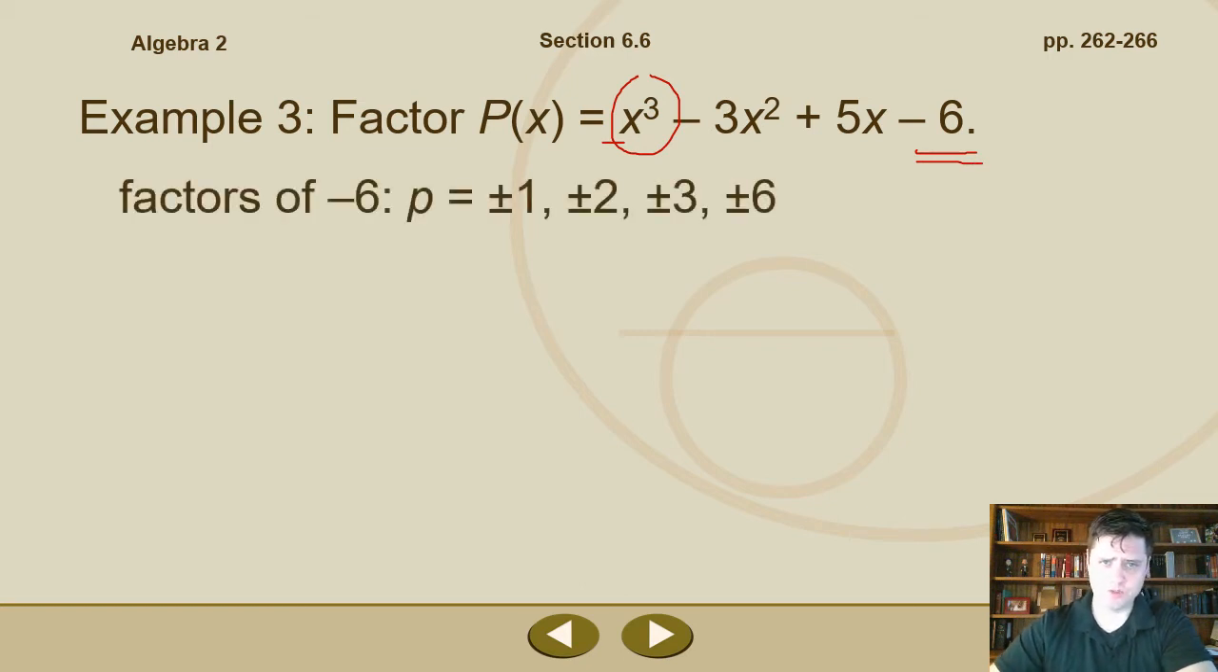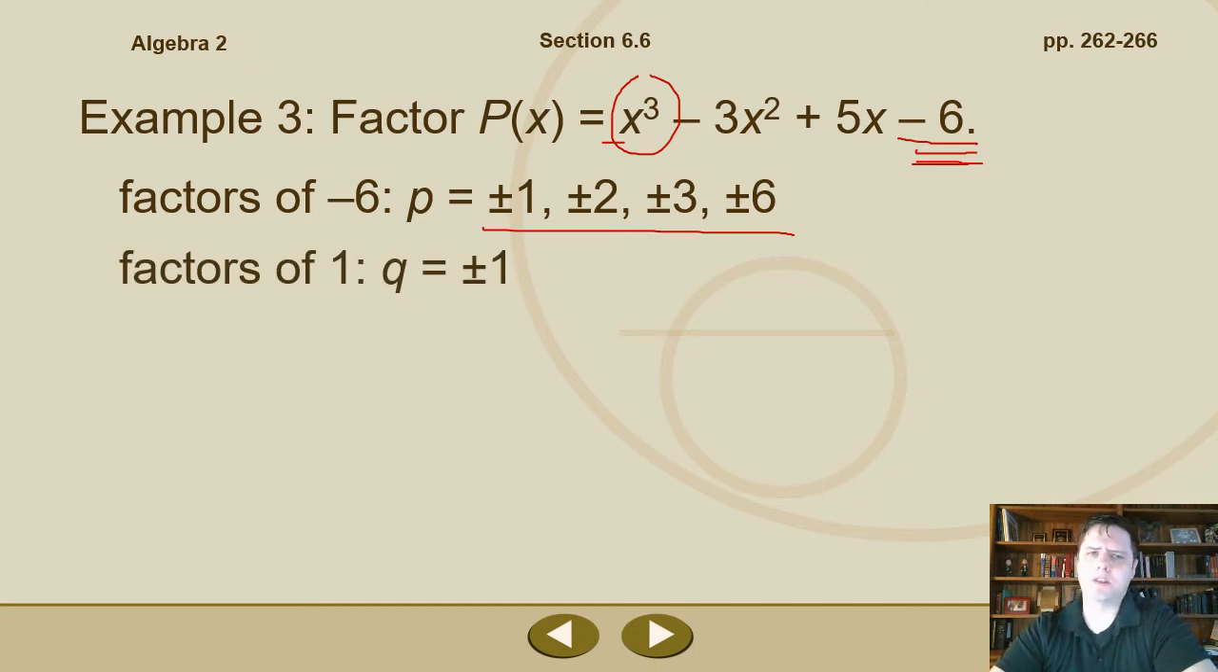So for the factors of 6, we have to ask what values of numbers can give me a negative 6. Well, it could be positive 1 and negative 6, or positive 6 and negative 1. It could be any combination of 2 and 3, one being positive, one being negative. And so here are our possible factors. It's 1, 2, 3, and 6, positives and negatives depending on what's going on.